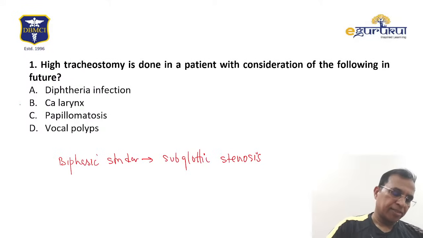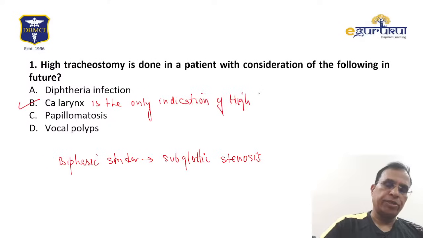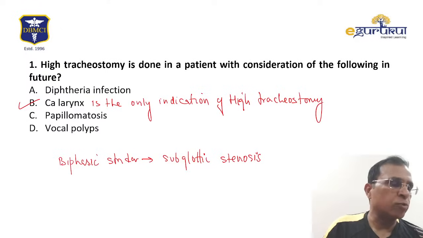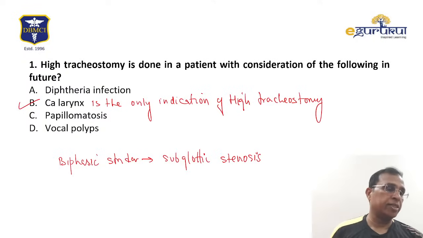So yes, carcinoma larynx is the only indication of high tracheostomy. Carcinoma larynx is the only indication for high tracheostomy. Otherwise, tracheostomy is done in ring 2, ring 3. That's correct, Nazir Sheikh.